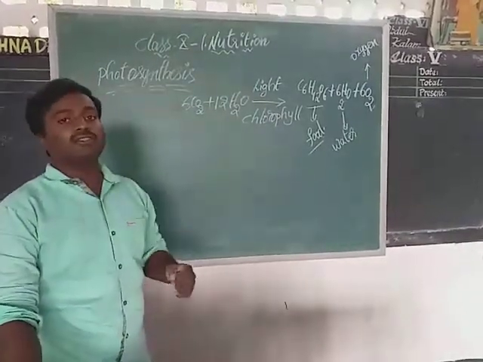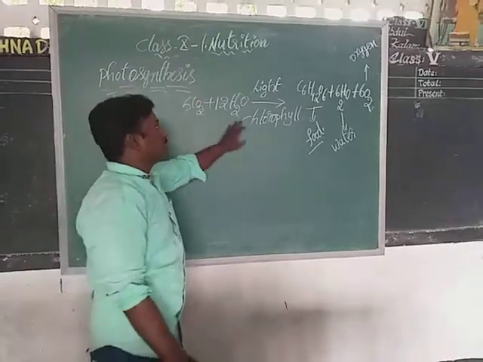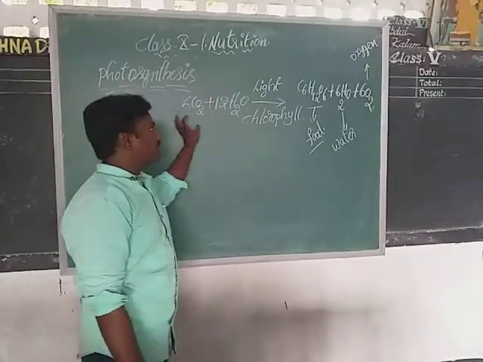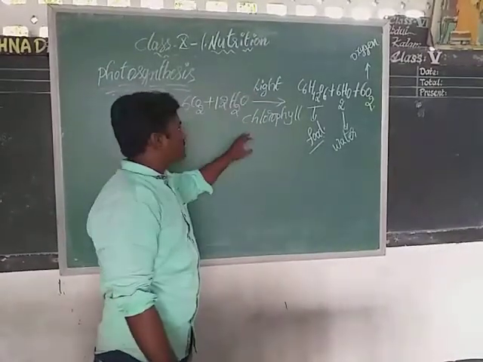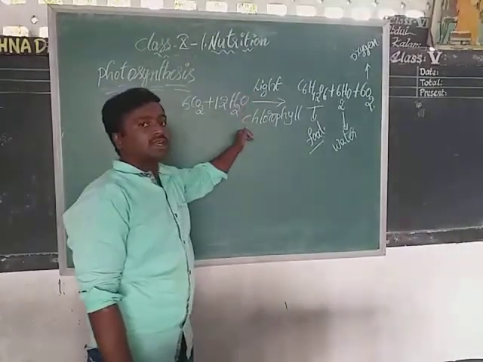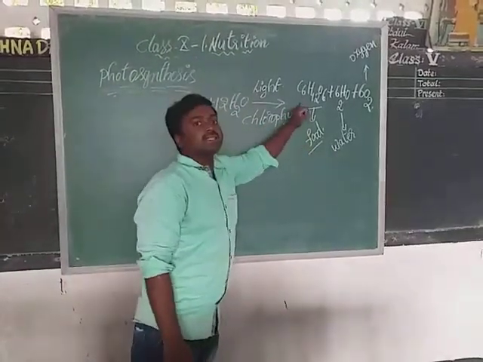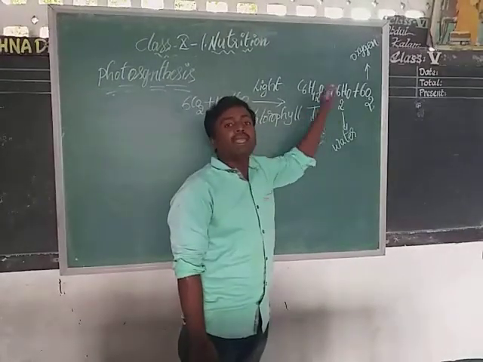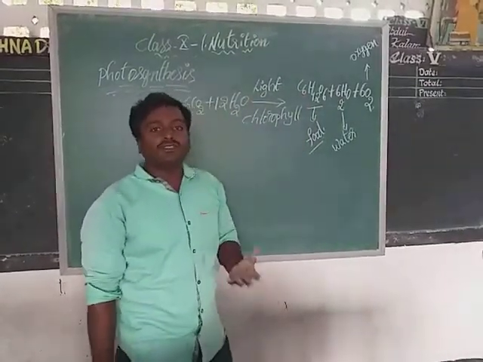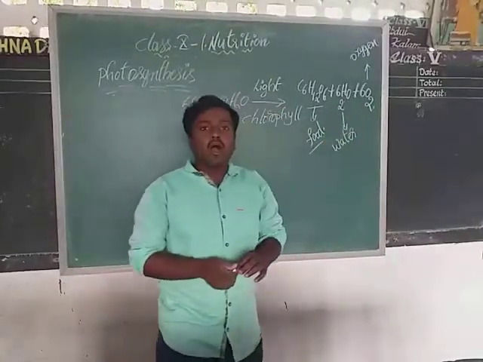C.P. Van Niel gave this equation, which we already discussed. 6 molecules of carbon dioxide and 12 molecules of water. By taking both reactants along with light, in presence of light inside of chlorophyll, plants produce food material C6H12O6, and they produce water also. Do you know photosynthesis also releases water? It also releases oxygen.